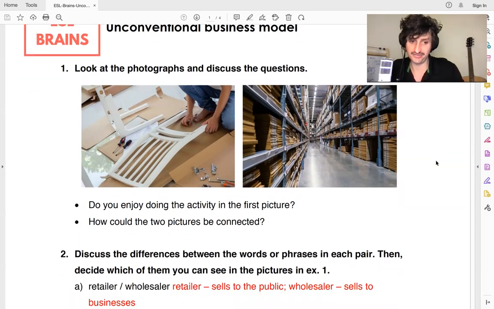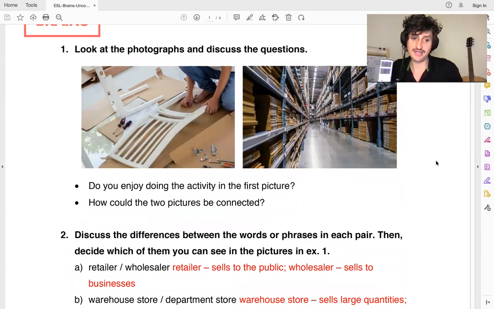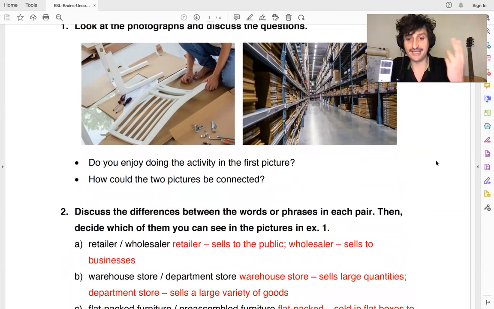and they're very successful. But first, let's talk about some differences between some words and some phrases. All of these are related to the lesson, so they're very important. So we have a retailer. A retailer is a company or a store that sells to the public, to normal people. But what do you call a company or a store that sells to businesses? Well, that is a wholesaler.